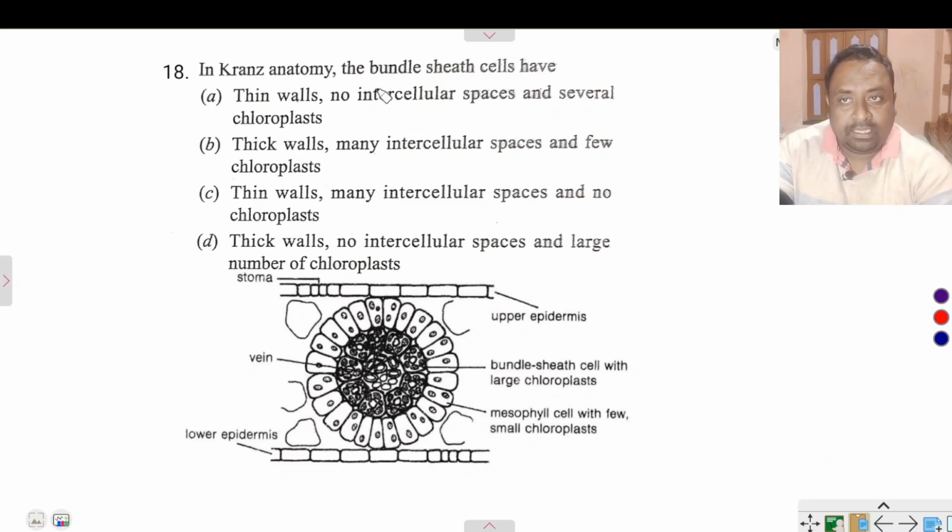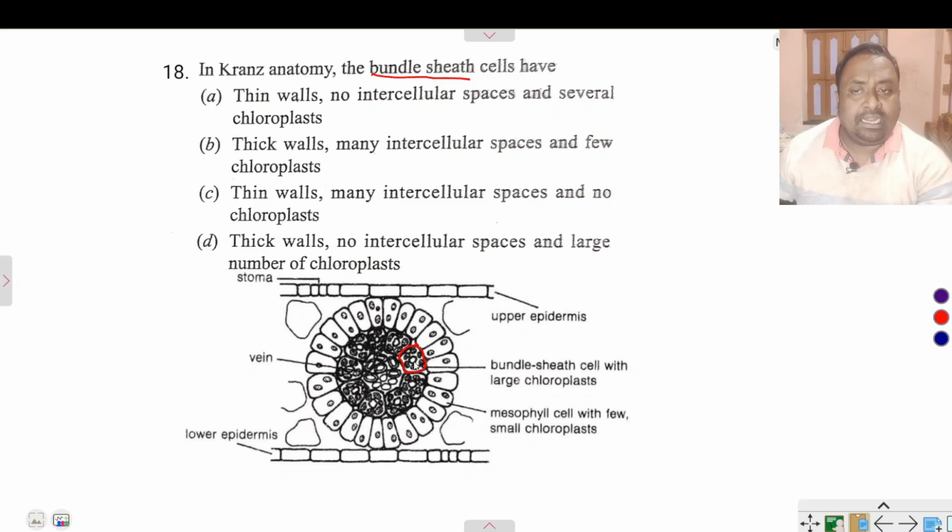Bundle sheath means the covering of bundles, the vascular bundle. This is the vascular bundle, and outside this is called the bundle sheath cell. Okay, this is the mesophyll cell, and this is the vascular bundle sheath cell. This is bundle sheath. Clear? This is the bundle sheath cell.